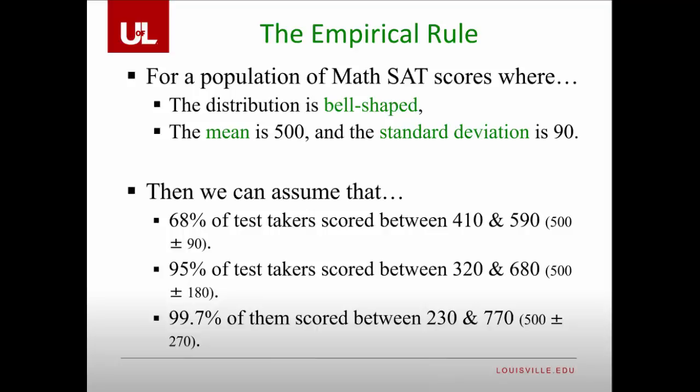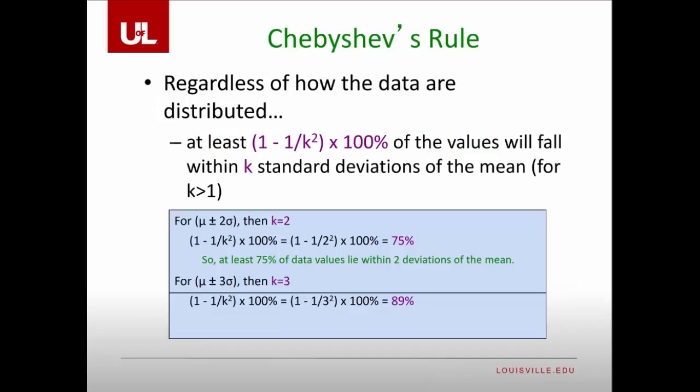For a population of math SAT scores where the distribution is bell-shaped, the mean is 500 and the standard deviation is 90. Then we can assume that 68% of test takers score between 410 and 590. 95% of test takers score between 320 and 680. And 99.7% of test takers score between 230 and 770.